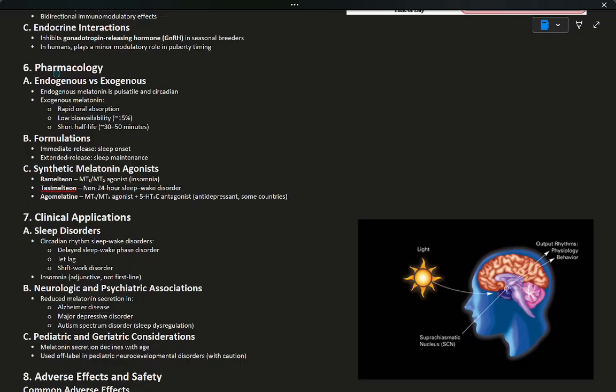Let's now talk about its pharmacology. We have endogenous forms of melatonin versus exogenous forms. Endogenous melatonin is the kind that is created in your body, and it is pulsatile and circadian.